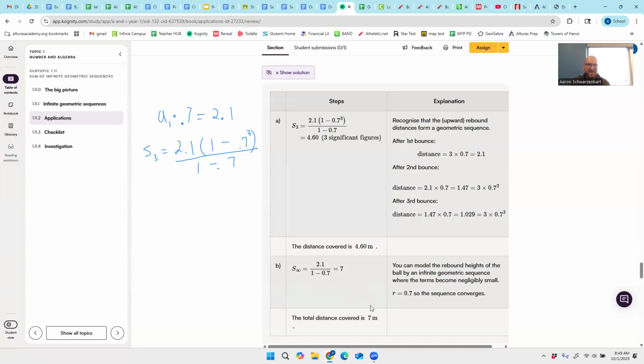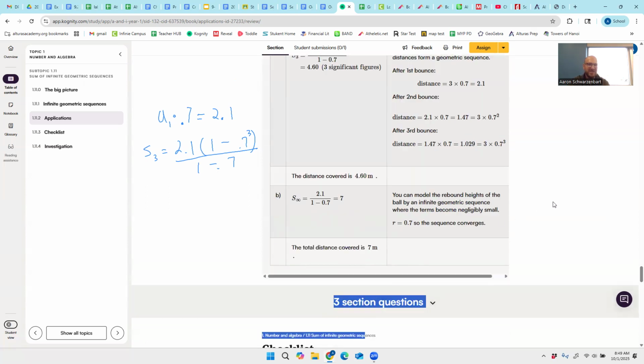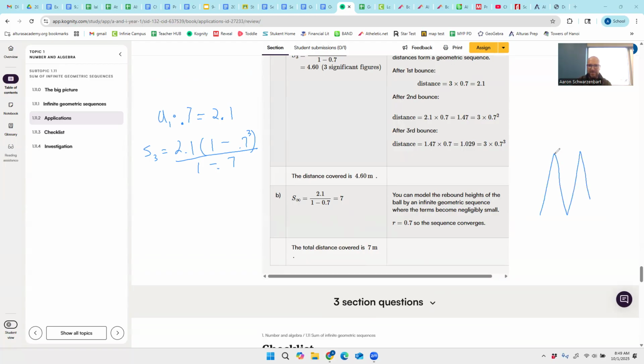Do you know how you do total distance covered? Kind of wish they actually asked that question. I thought that would be the infinite sum. No, this is the infinite sum of the distance covered on the way up. So you have to add 3 meters, and double this, right? So 2 times 7 plus the initial 3 should be 17.